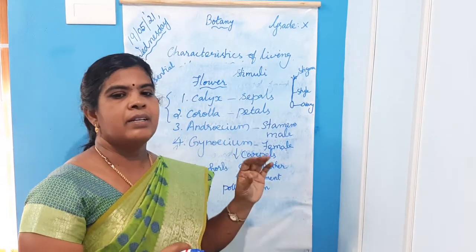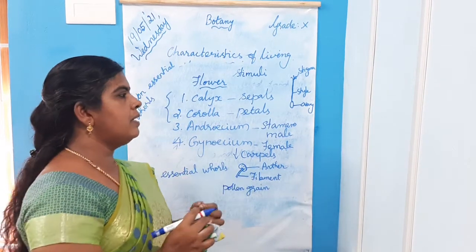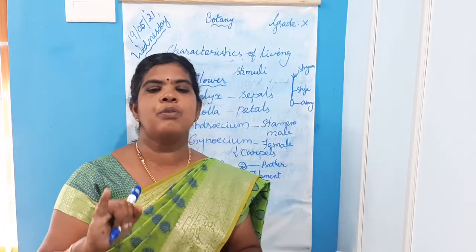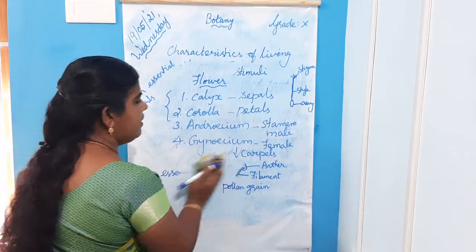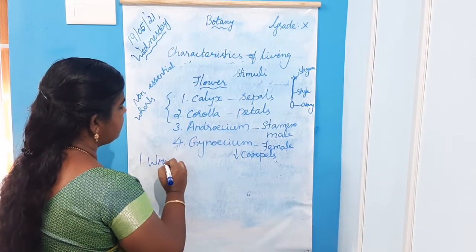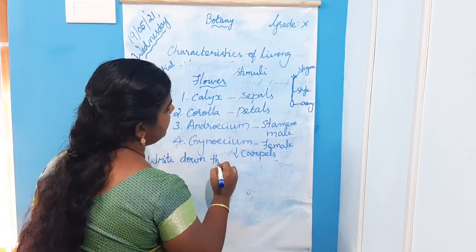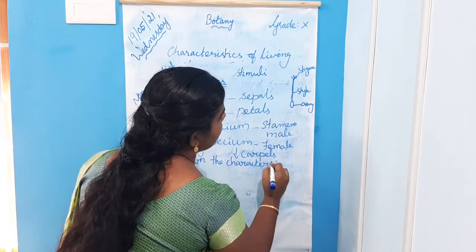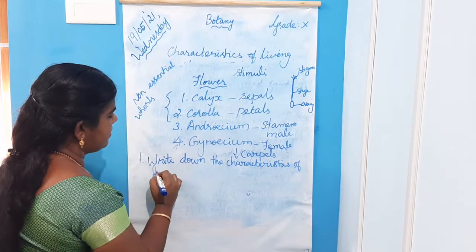Now you are writing this. Your first question is: write down the characteristics of living things. You write this question first.